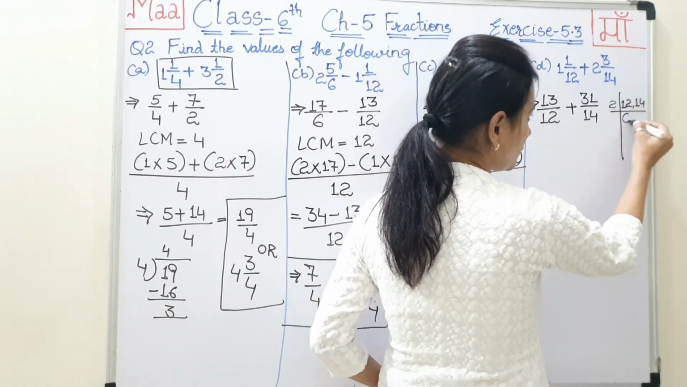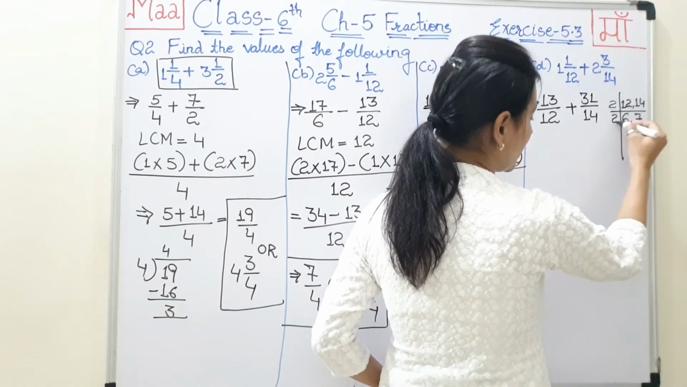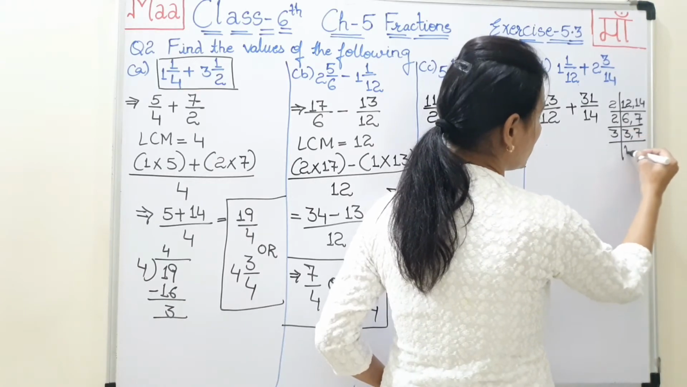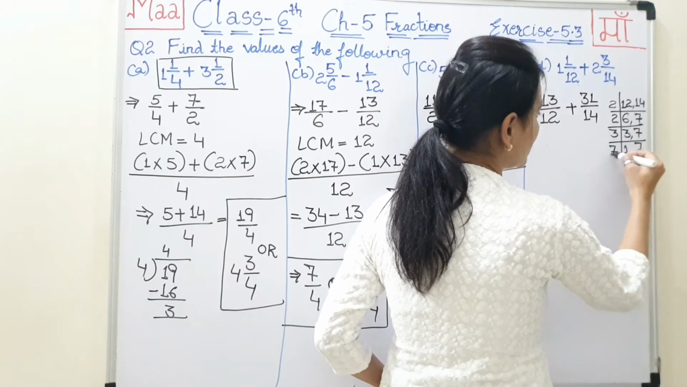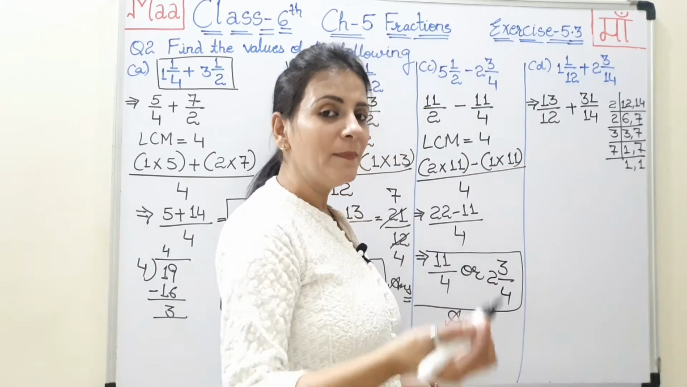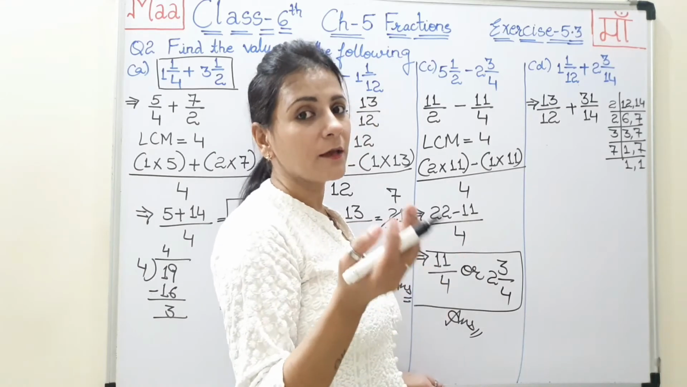You will take it from the table of 2. 2 6 12 and 2 7 14. Again by the table of 2, 2 3 6, 7 as it is. Now by the table of 3, 3 1 3, 7 as it is. Now by the table of 7, so 1 and 1. So like this you will take the LCM if you are unable to take it directly.